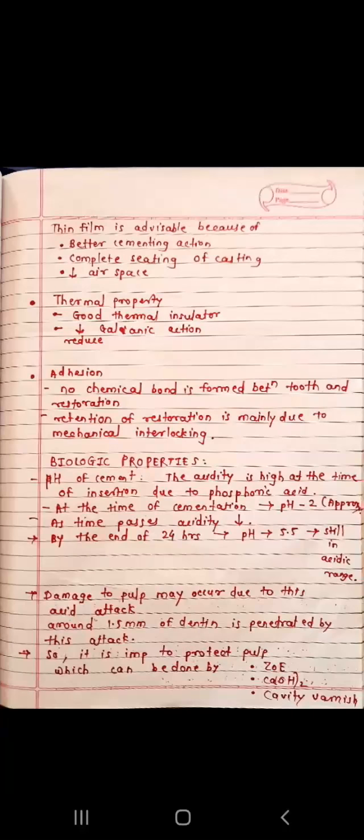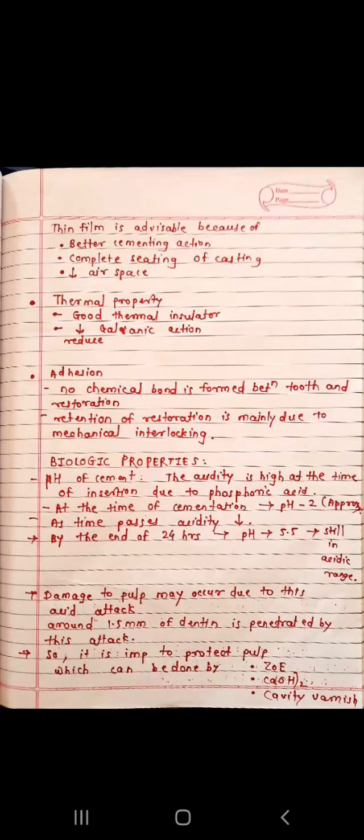Factors affecting solubility are powder and liquid. Increase in the powder to liquid ratio will cause a thick mix, and this will decrease the solubility. Increase or decrease in water content causes increase in solubility. Moisture causes increase in solubility and disintegration. Application of varnish paint over the zinc phosphate cement is advisable. Film thickness according to ADA specification number 8: type 1 cement forms film thickness not more than 25 micrometer, and type 2 cement forms film thickness not more than 40 micrometer.